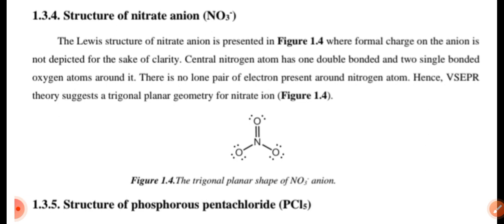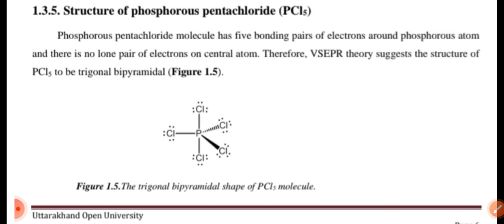Trigonal planar shape of NO3 minus anion. 1.3.5 Structure of phosphorus pentachloride. Phosphorus pentachloride molecule has 5 bonding pairs of electrons around the phosphorus atom. There is no lone pair of electrons on the central atom. Therefore, VSEPR theory suggests the structure of phosphorus pentachloride to be trigonal bipyramidal.